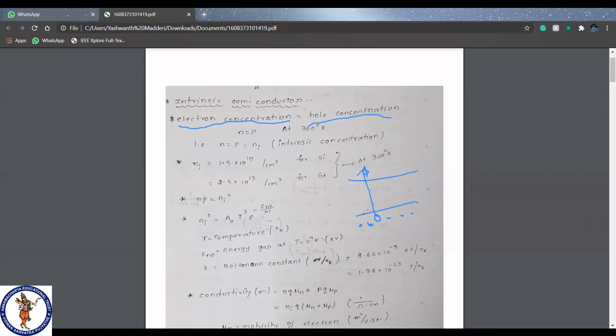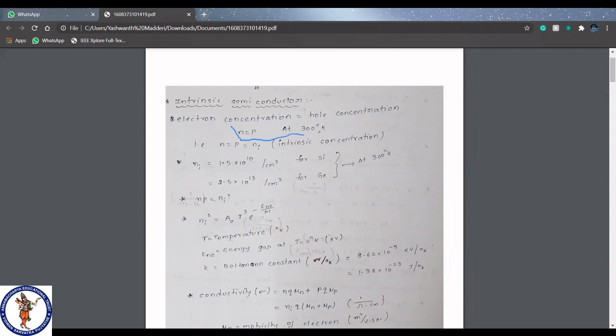Both are the same. And this process is not in the number of tens, but in the number of 10 to the power of 10 and 10 to the power of 12. You can imagine the number. Every time an electron moves from the valency band to the conduction band, it leaves a hole. And that is the reason why electron concentration is exactly equal to the hole concentration. There is no other process which increases the electron count in the conduction band nor the hole concentration in the valency band.